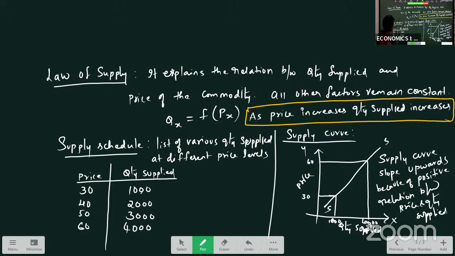This law of supply can be explained with the help of supply schedule and supply curve. Supply schedule shows the list of various quantities supplied at different price levels. At the different price levels, you can see, as the price is increasing, quantity supplied also increases. Depending on the supply schedule, we will draw the supply curve.